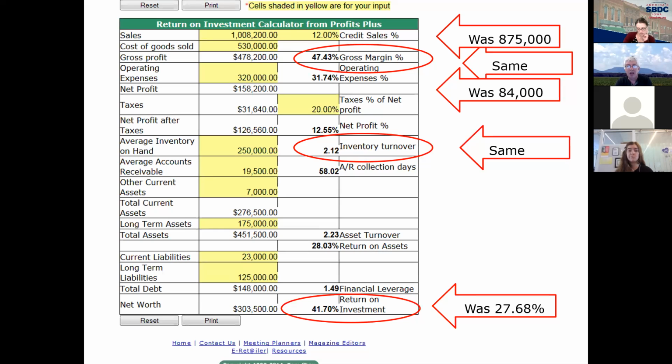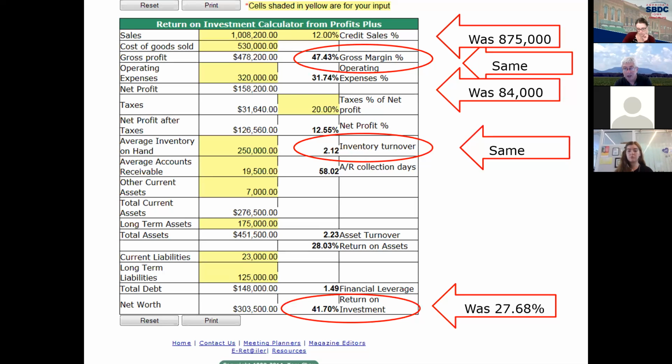I left it at 47.43. The business when we started out was making $84,000, and now look at your profit. $158,200. Not quite doubled the amount of profit, all by knowing how to properly invest $37,500 and invest it in your business.